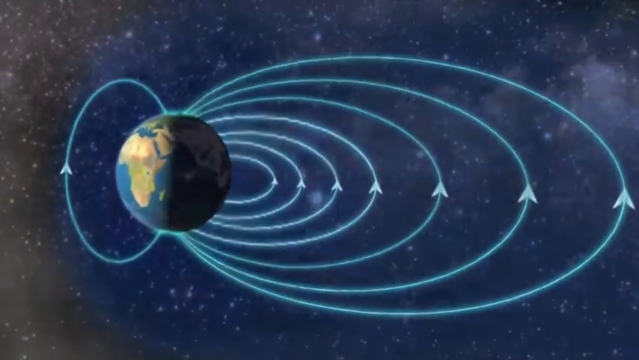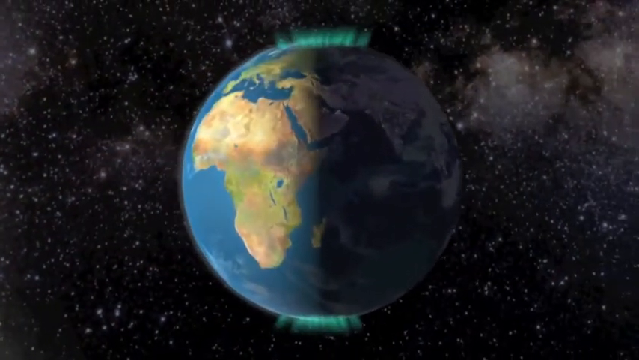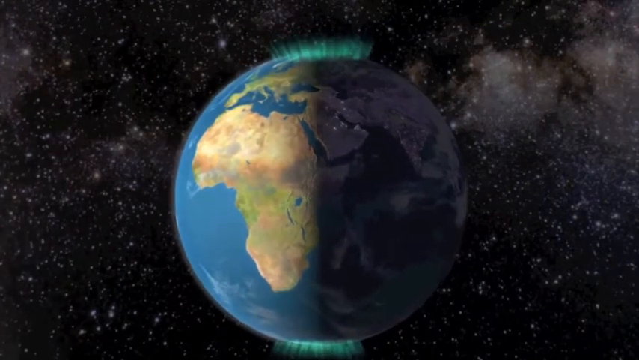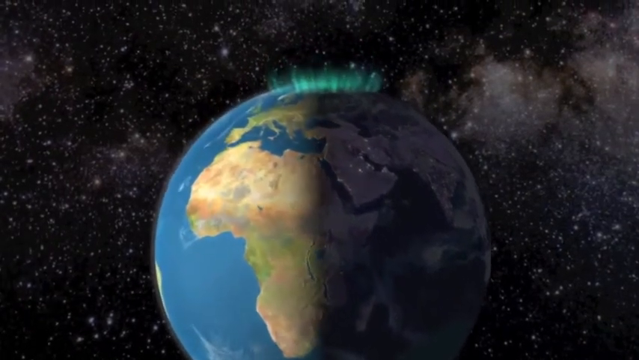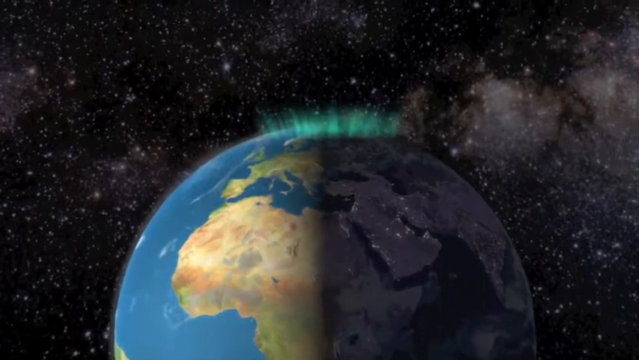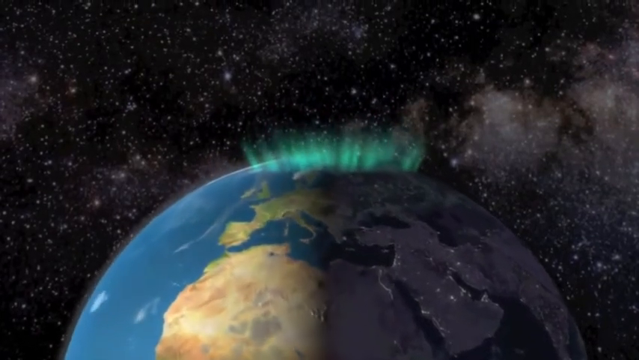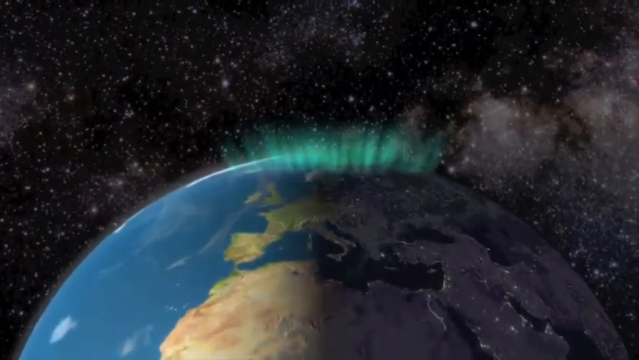When the electrons have been deposited near the poles, they interact with the elements in the atmosphere. The auroras are a result of billions of these energy transfers in the form of light happening at the same time.